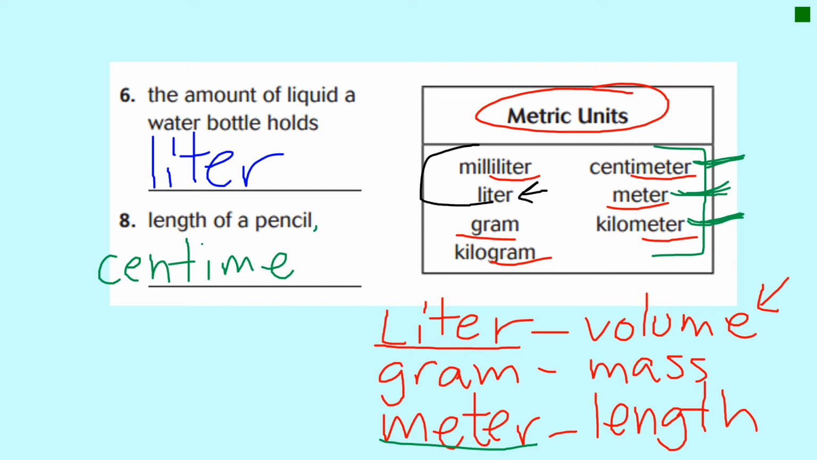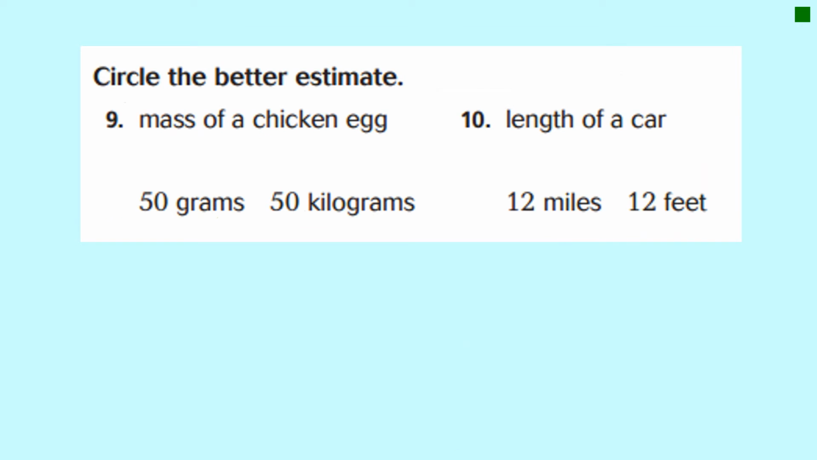Okay? So this lesson is really giving you an idea of what all these measurements mean. Well, let's keep going. Okay, it says circle the better estimate. So these are not exact, right? These are estimates. So number 9 says the mass of a chicken egg. So imagine you have a chicken egg in your hand, okay? So grams, I don't know, a gram is like, I use a lot of dry erase markers, Expo markers. So one of those markers is about a gram.